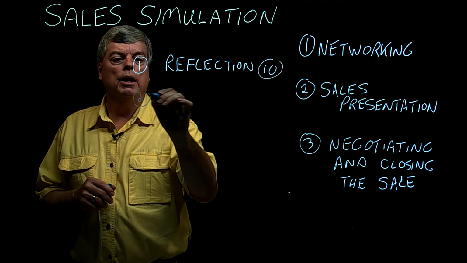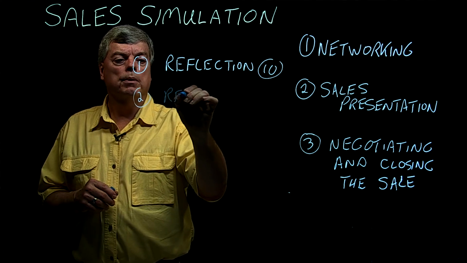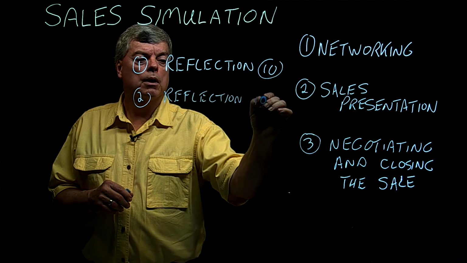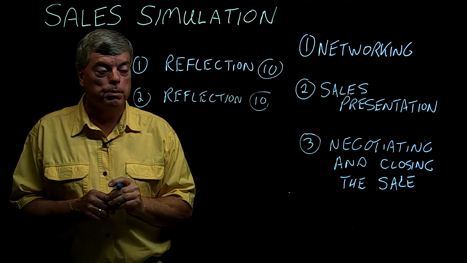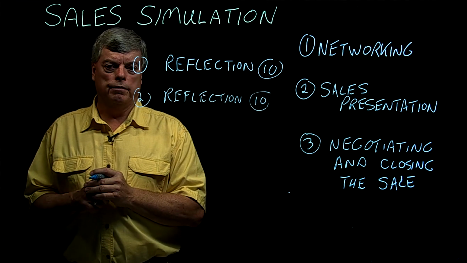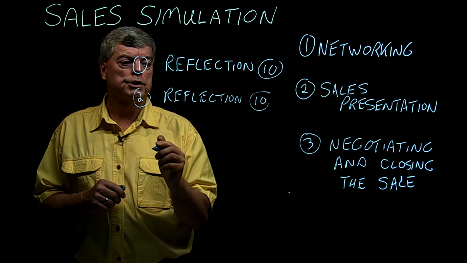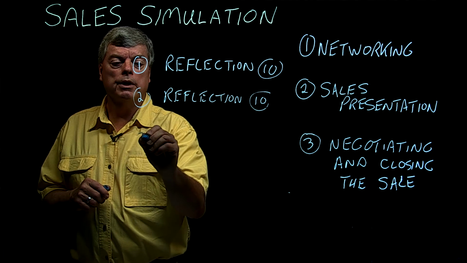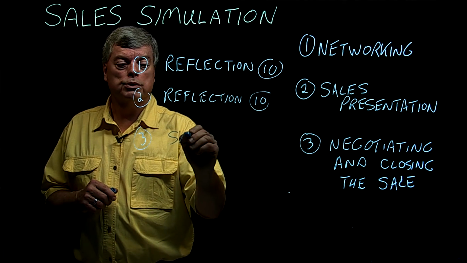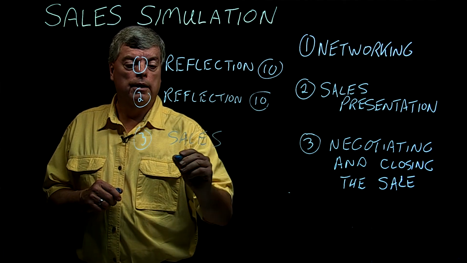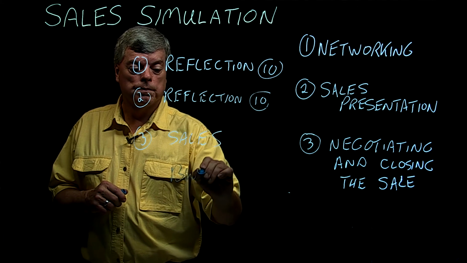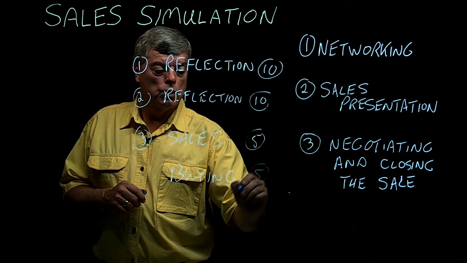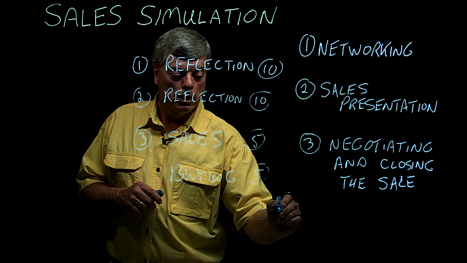The second way is another reflection paper that you're going to do, and it's worth another 10 marks. You're going to do the first reflection paper following the networking event. You're going to do the second reflection paper at the end of the total simulation. The third way you're going to get marks is from your sales results and from your buying results. And each of those is carrying a mark of 5. Total marks for the simulation are 30.